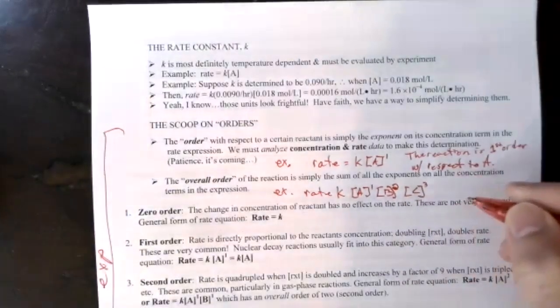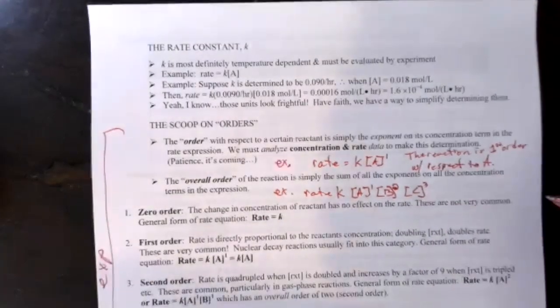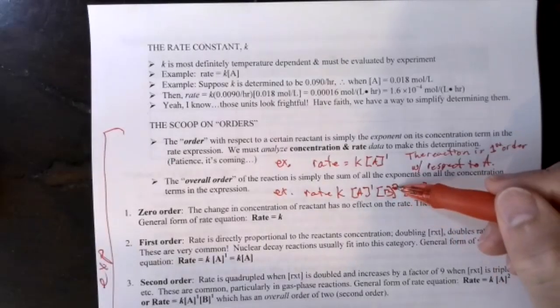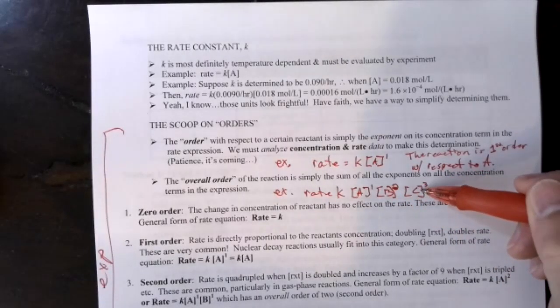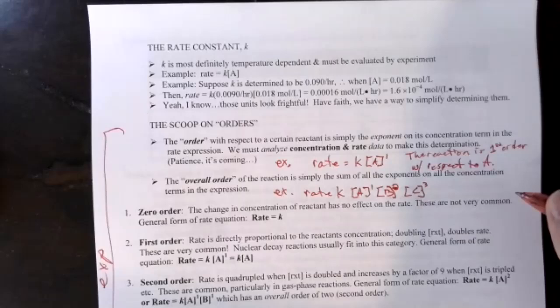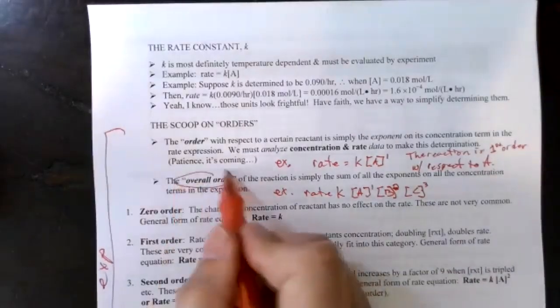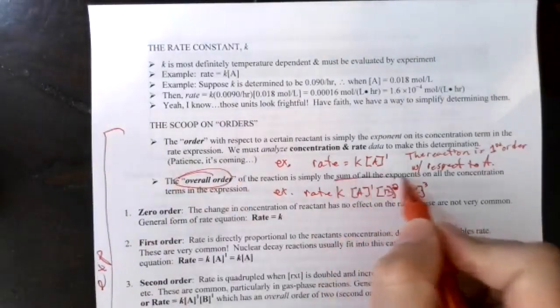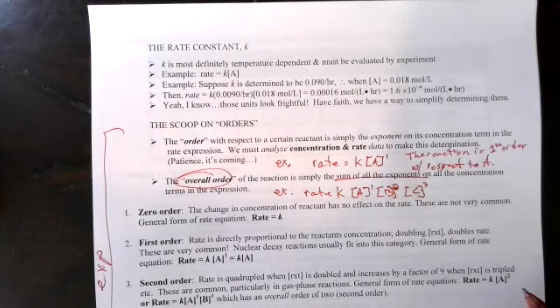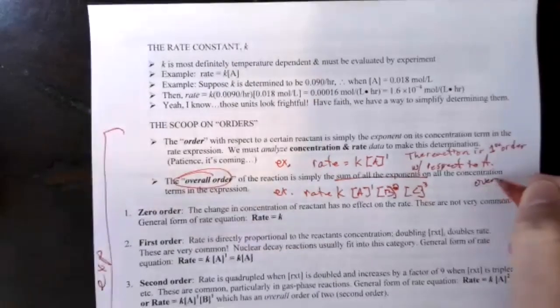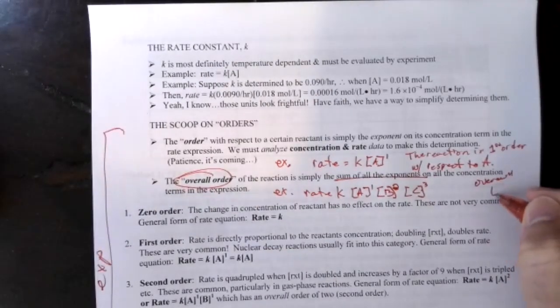So what is the overall order for this? I'd probably say the reaction is first order with respect to A, second order with respect to B, and third order with respect to C. Those are all correct. But overall means the sum of all the exponents. So overall, this is 6.